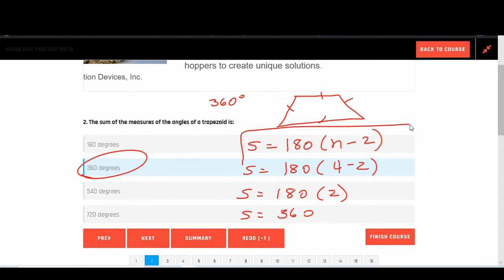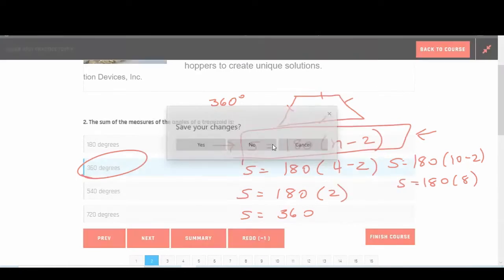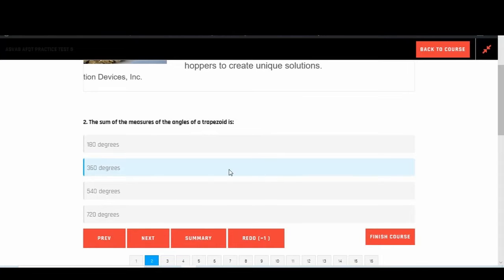Again, this formula you should commit to memory, because what if I said, what is the sum of the angles of a decagon, which is a 10-sided figure? You'd be able to plug it in. S equals 180 times 10 minus 2, S equals 180 times 8, and you can solve that one accordingly. So again, try to commit this formula to memory. It's useful, and it's not that hard to remember. So that said, let's go ahead and move on to the next question.